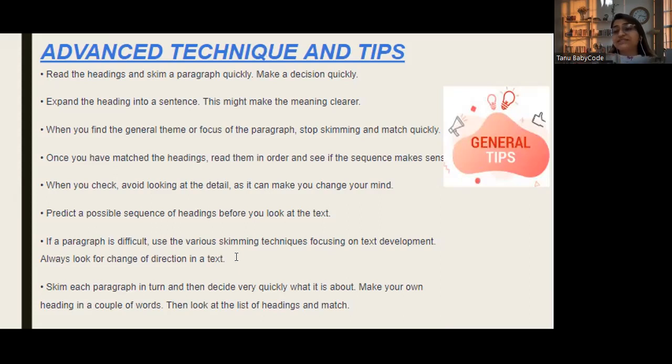You can also decide, once you start reading your para, on a sentence, make a sentence or make your own heading, and then look at the possible list of headings given in the question. And then decide your answer. Make a decision quickly because you don't have much time.